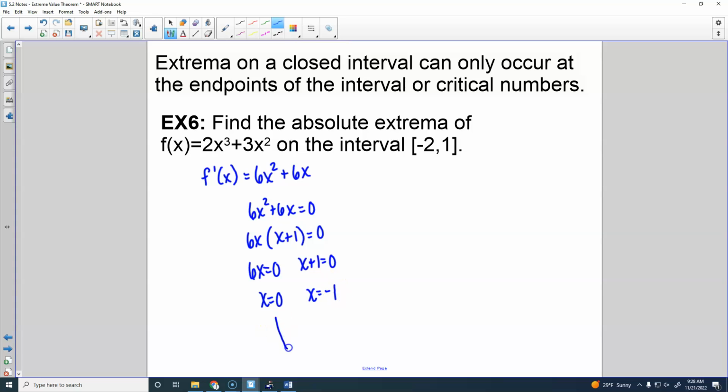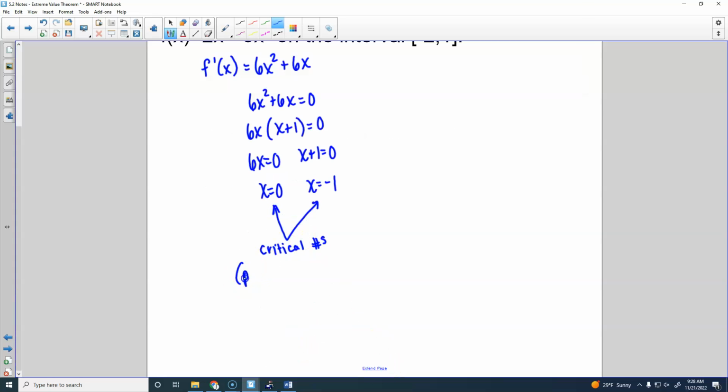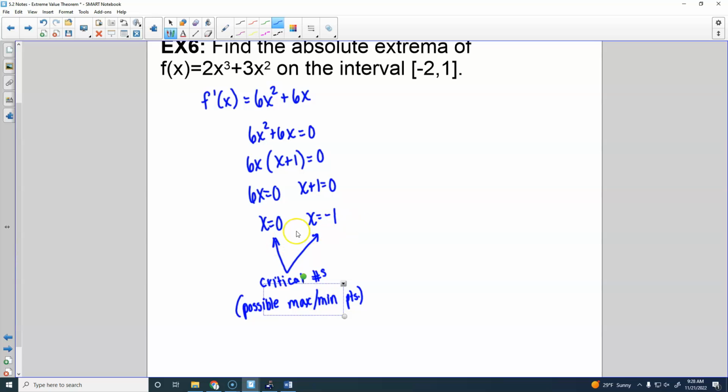Okay, these are what we call our critical numbers, and they are possible maximum or minimum points, or x values where we'll have that. All right. So maybe you might have a maximum or minimum at 0 or negative 1. Do both of those fall in our interval that we're looking at here between negative 2 and 1? They do. So we got to check both of these.